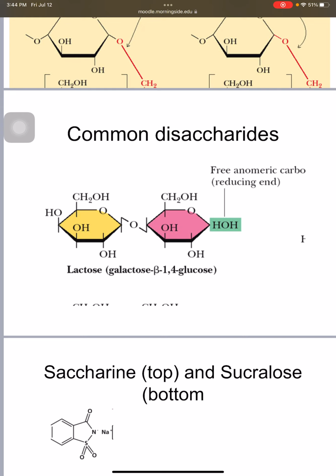Cellobiose, I'll be honest, I kind of forgot what cellobiose does, so you'll have to look it up. But 2 glucoses in not an alpha 1,4 linkage, a beta 1,4 linkage. But you can see it's very similar to maltose, but even just that slight difference in having a beta versus alpha linkage makes a big difference in what it can react with, what physical properties it has, how it interacts with biological systems.